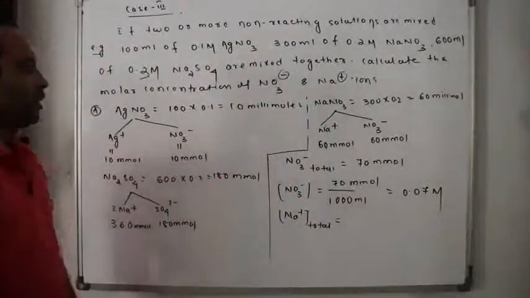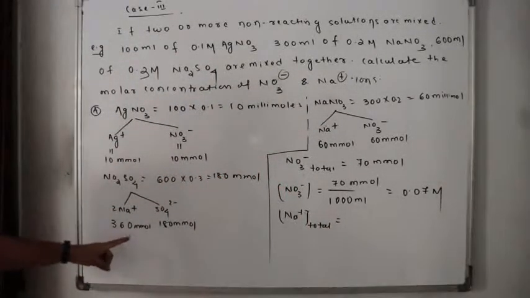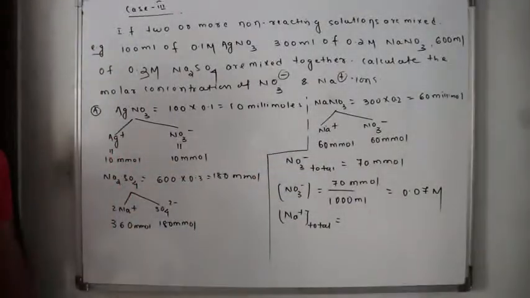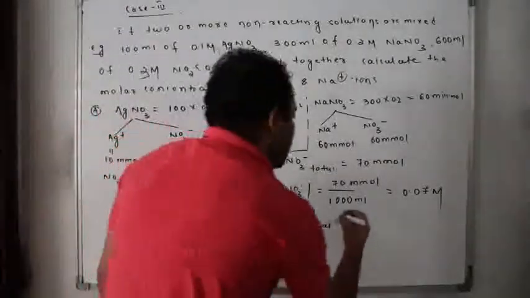How to find Na plus total? Na plus is not given directly here. It is there: 360, yes, plus 60. How much does it come to? Isn't it 420?